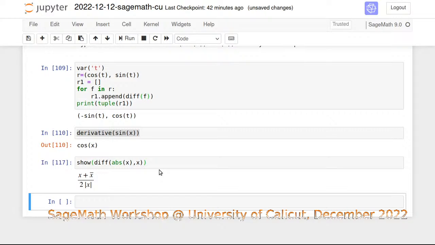To the left of 0, that's 2x. 2x by 2 mod x is minus x. So that's minus 1, right? To the right of 0, it's going to be x plus x again. That's 1. So the answer is correct.